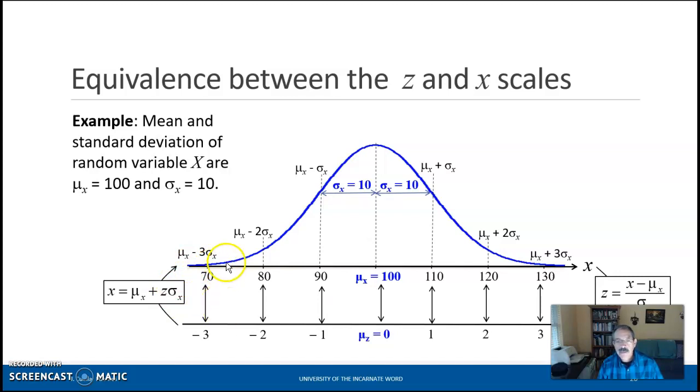But you can see how these two scales are equivalent. This is in the original x values, and this is in the z-scores. Another thing that you see is that the z-scale is in multiples of standard deviations. That means 1 standard deviation, 2 standard deviations, 3 standard deviations above the mean because they are positive, or -1 standard deviation, -2 standard deviations, -3 standard deviations because they are below the mean and the mean is 0. So you see the equivalence between the two scales.